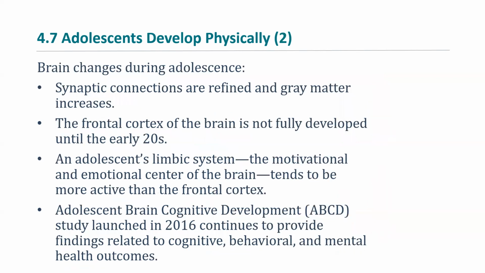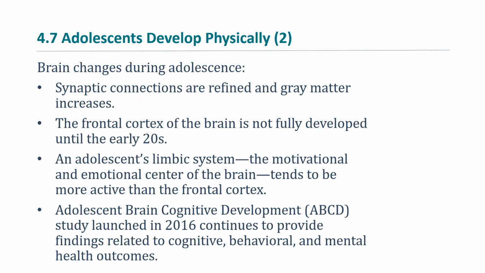Okay. The brain also changes during adolescence. First of all, synaptic connections are refined and gray matter increases. I've talked about pruning before. So pruning starts in mid to late childhood and continues into adolescence, where the brain is getting rid of unused connections, so it becomes faster and more efficient.